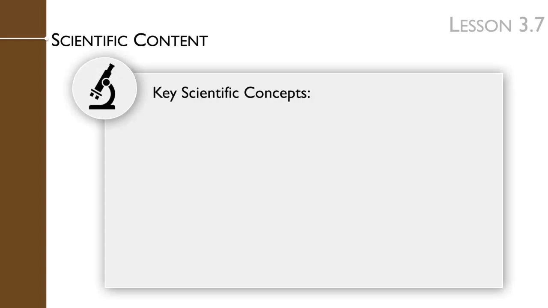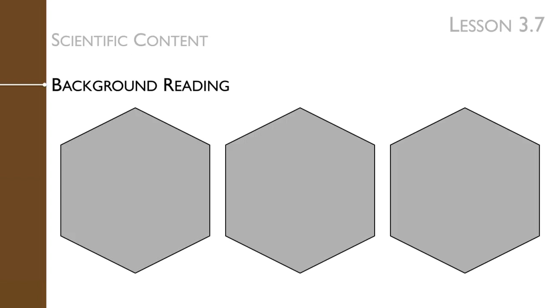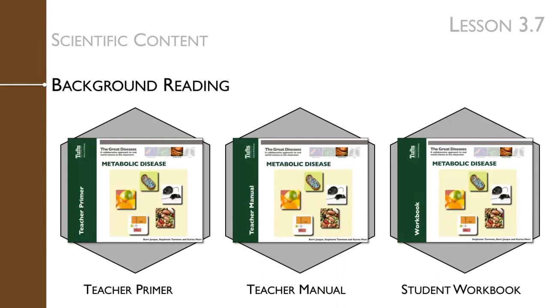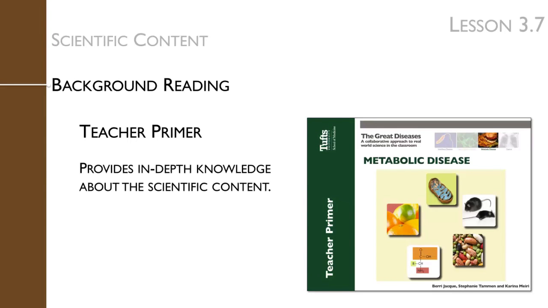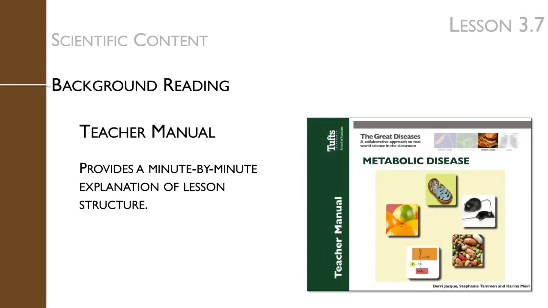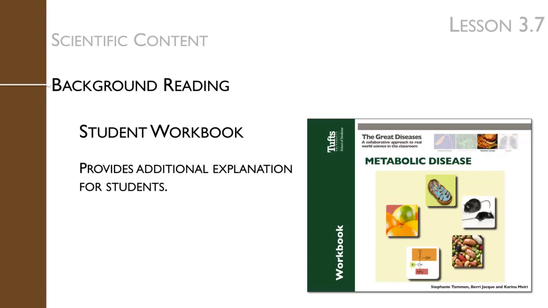To prepare for this lesson, you will need to review the key scientific concepts that will be presented throughout the lesson. These include type 1 and type 2 diabetes and the mechanism of insulin on the muscles and blood glucose. You can review this scientific content in the background reading provided for you in the teacher primer, the teacher manual, and the student workbook. The teacher primer provides in-depth knowledge about the scientific content presented in this lesson. The teacher manual or lesson plan provides a minute-by-minute explanation of the lesson structure, including instructions on how to manage the discussion and the activity.